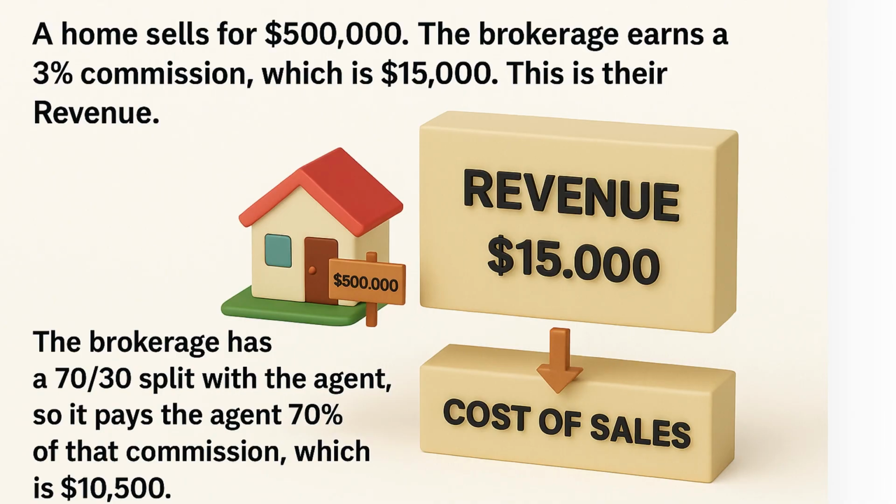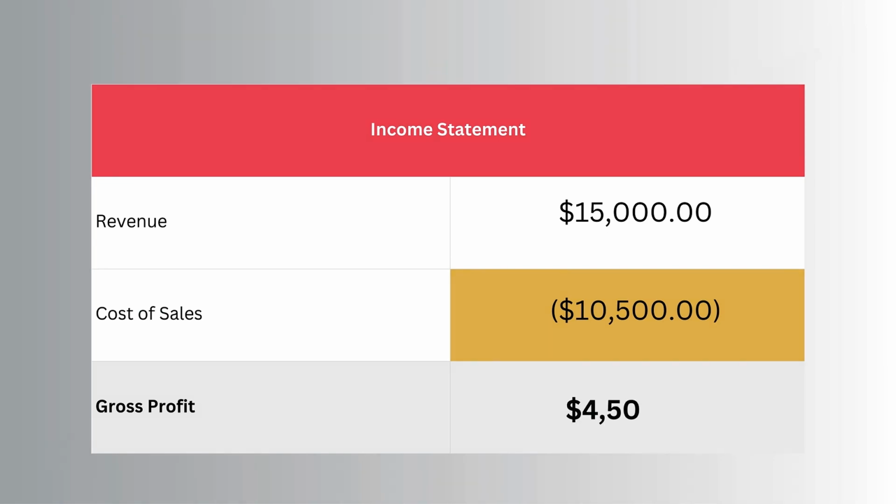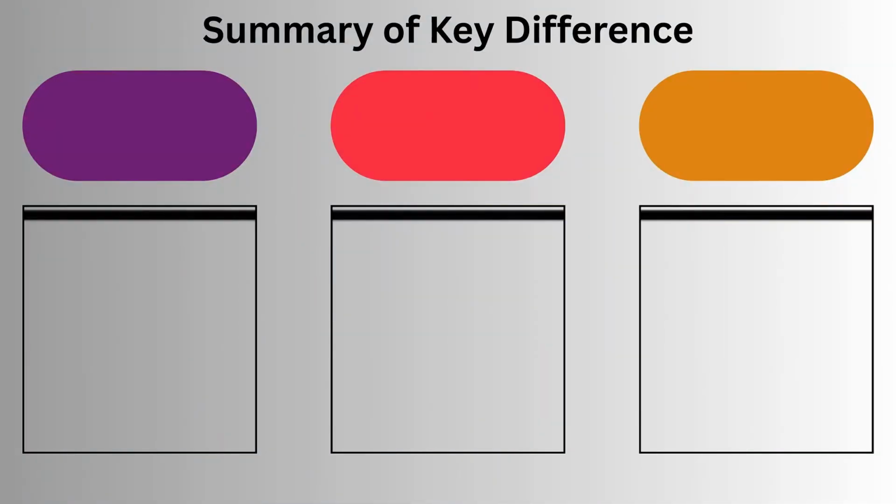On the brokerage's income statement, this would look like revenue of $15,000 minus a cost of sales of $10,500, giving them a gross profit of $4,500. General expenses for an agent like marketing, MLS fees, or insurance are all operating expenses. So let's summarize the key difference.